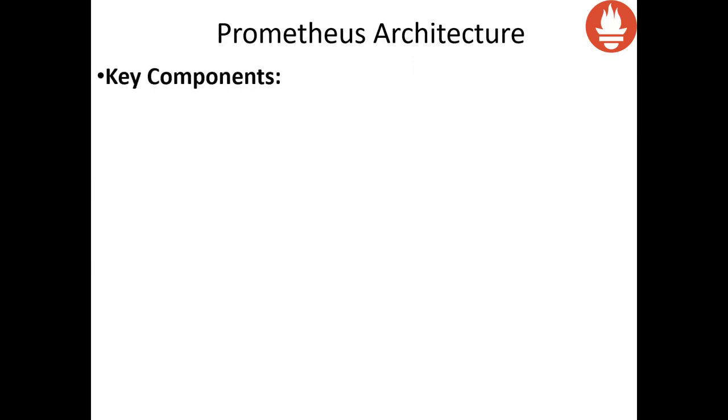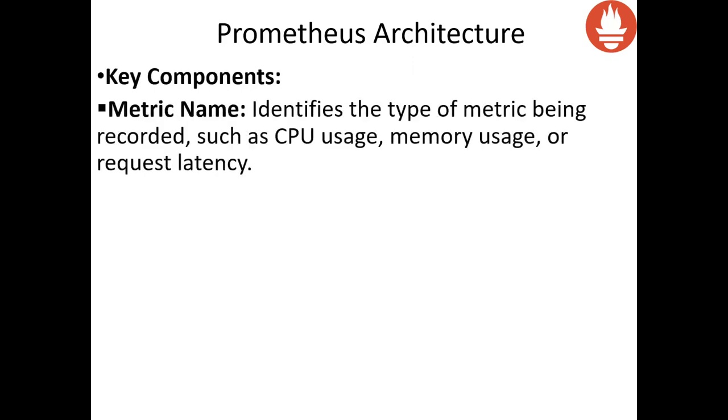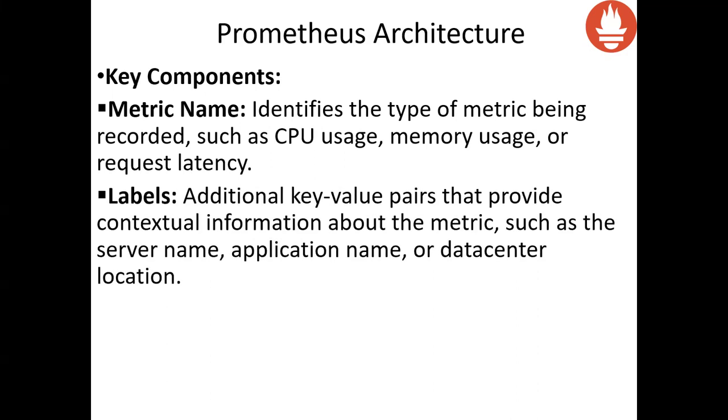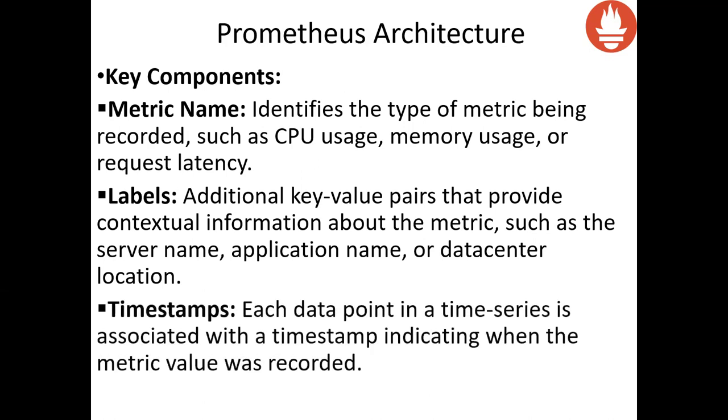Now, the key components of a time series database are: metric name, which identifies the type of metric being recorded, such as CPU usage, memory usage, or request latency. Labels, additional key-value pairs that provide contextual information about the metric, such as the server name, application name, or data center location. Timestamps, each data point in a time series is associated with a timestamp indicating when the metric value was recorded.